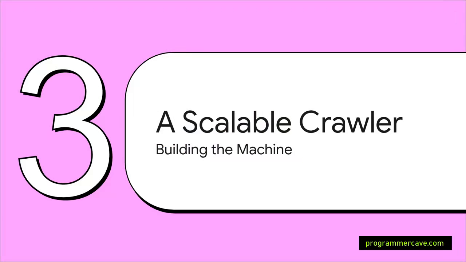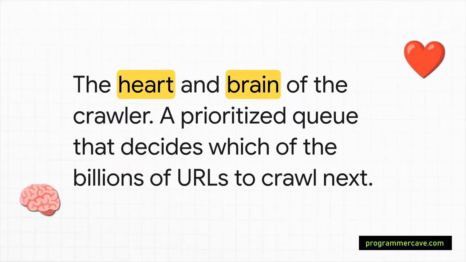See, to handle that kind of scale, you can't just have one program trying to do everything. It's just not going to work. What we need is a distributed system. Think of it like a team of specialized components, all working together. So let's build this machine piece by piece. First up, component number 1, the URL frontier.